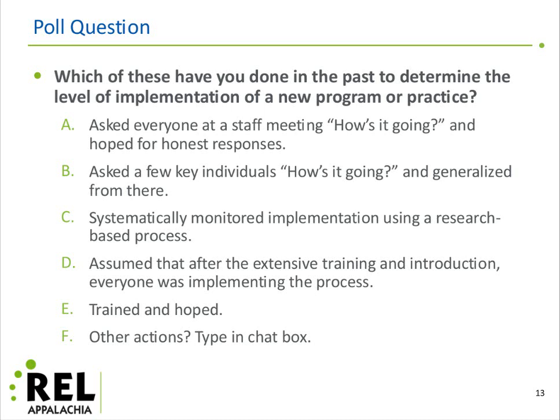So we can read down the choices there, Jason. Yeah, so one interesting one, ask everyone at a staff meeting how it's going and hope that you got honest responses. Another would be to ask perhaps a few key individuals and maybe generalize from there. Systematically monitored implementation using a research-based process. I know that sounds good. One that I know I've done plenty of times when I was at the district was assume that after some training and introduction, everyone was implementing the process. Trained and hoped is one that we've seen on occasion, and any other actions, if you want to put those in the chat box.